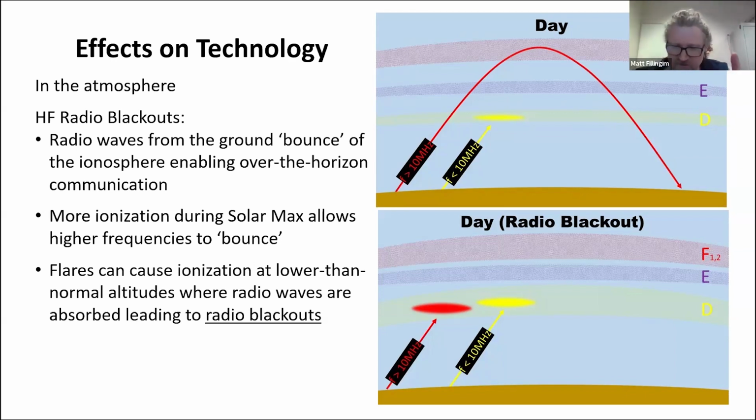But too much ionization at too low an altitude is a bad thing. So when you have a solar flare, you can have ionization lower than normal. And if that happens, then the radio waves are absorbed by the atmosphere and they can't propagate at all. And so you can have radio blackouts, which is bad if you're relying on radio communication for navigation or whatnot, or just for communication.